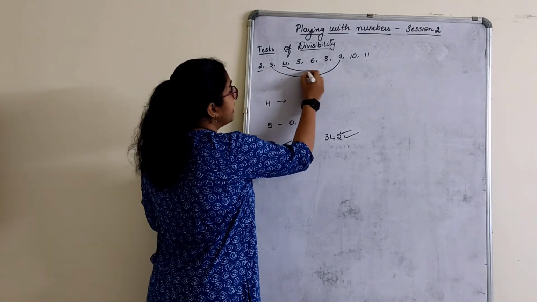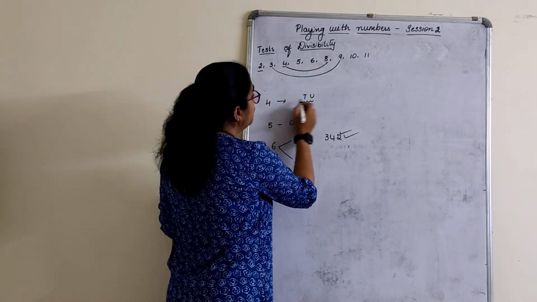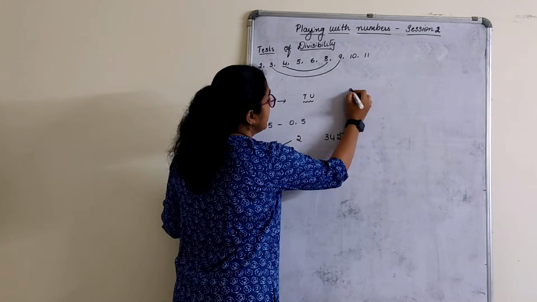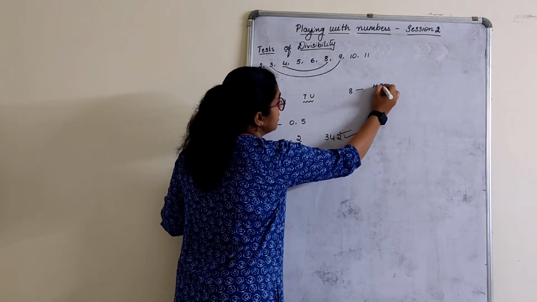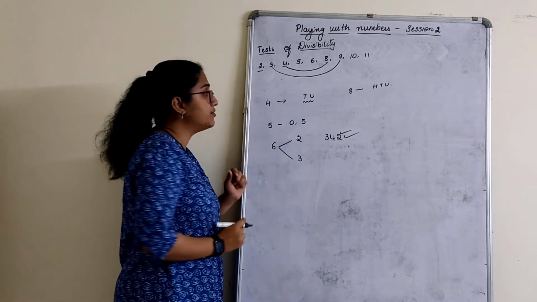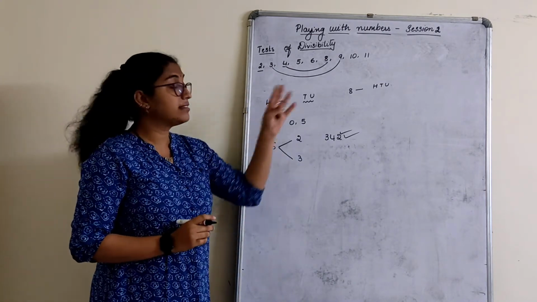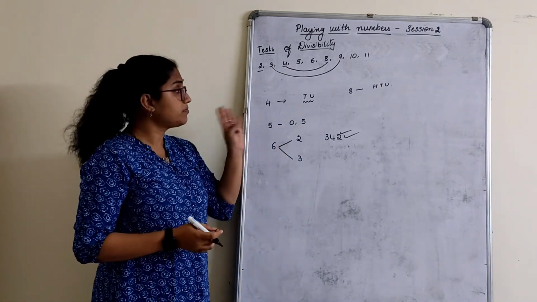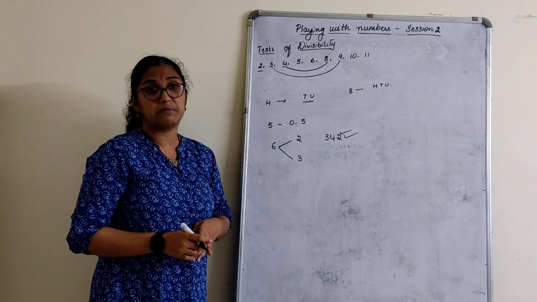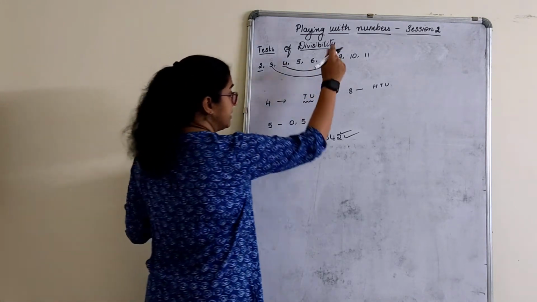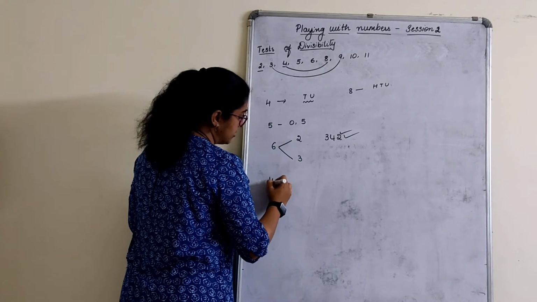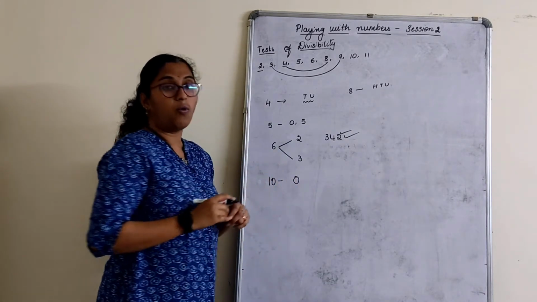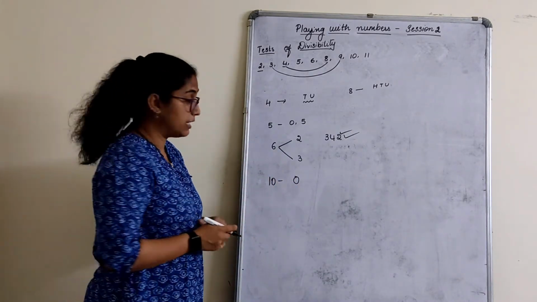Now 4 and 8 will go hand in hand. So 4 is units and tens; 8 is units, tens and hundreds. If the last 3 digits are divisible by 8, the given number is divisible by 8. Then 10: of course, the last digit should be 0. Only then it is divisible by 10.